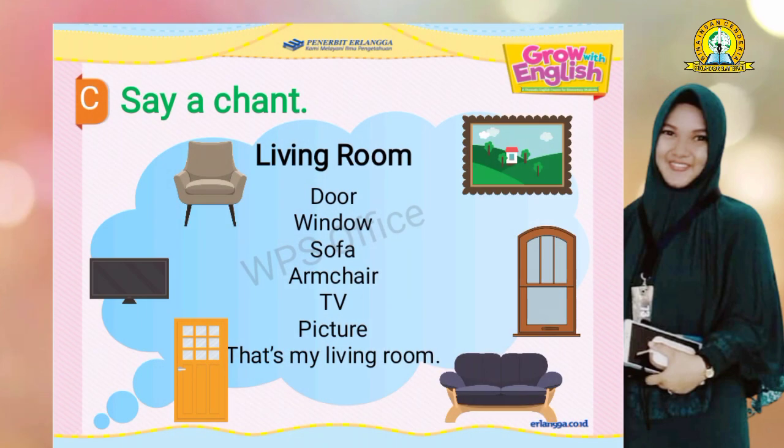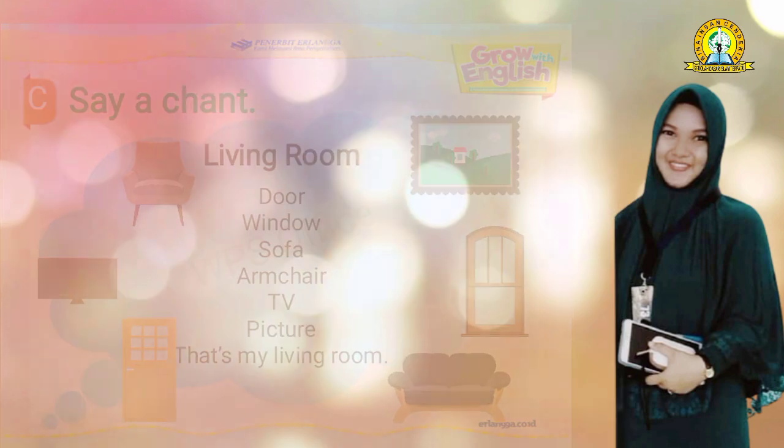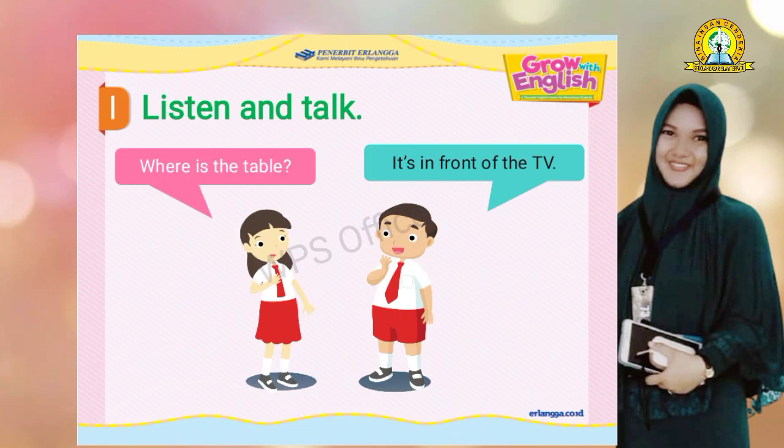Let's say a chant. Living room, door, window, sofa, armchair, TV, picture. That's my living room. Listen and talk. Where is the table? It's in front of the TV.